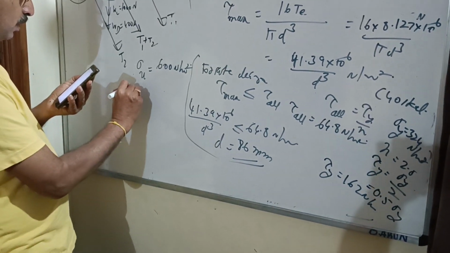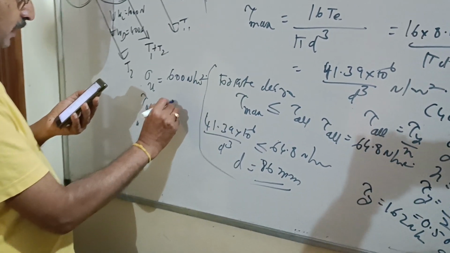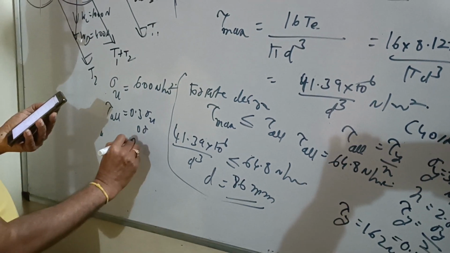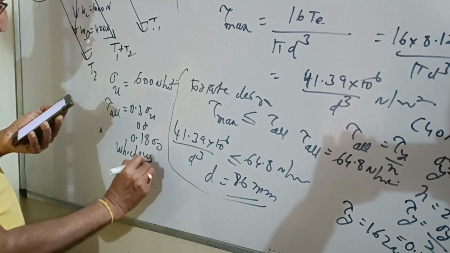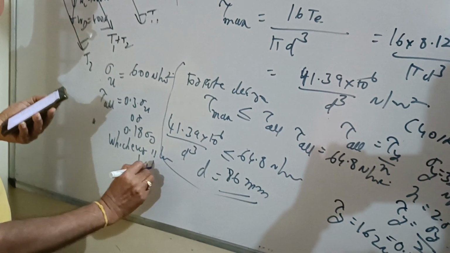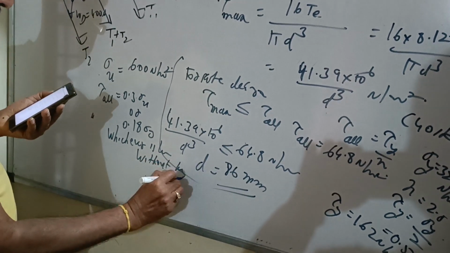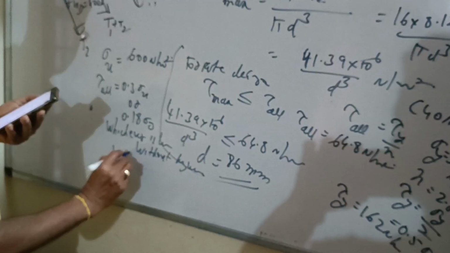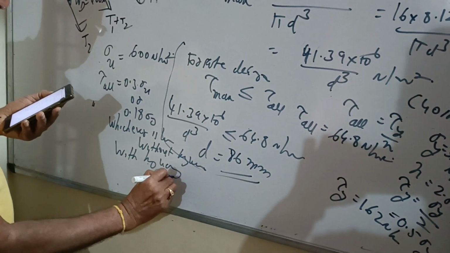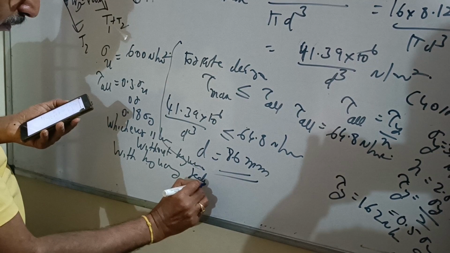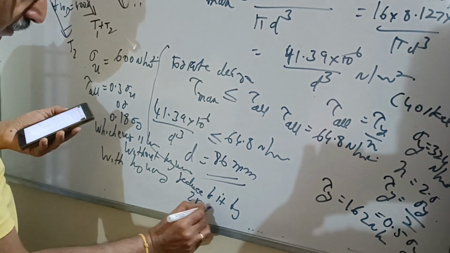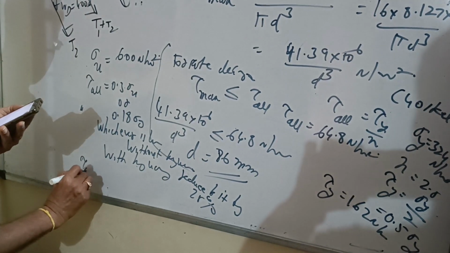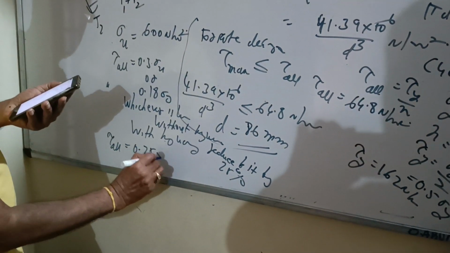According to the ASME code, tau allowable is 0.3 times sigma y or 0.18 times sigma u, whichever is lower. This is without keyway. With keyway, that should be reduced by 25%, that is, multiplied by 0.75.